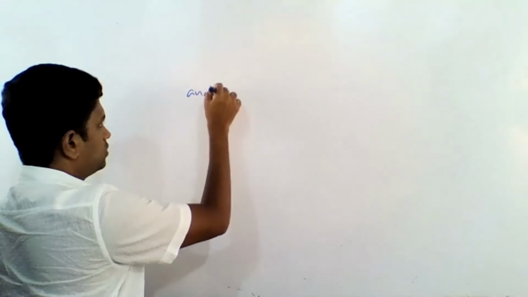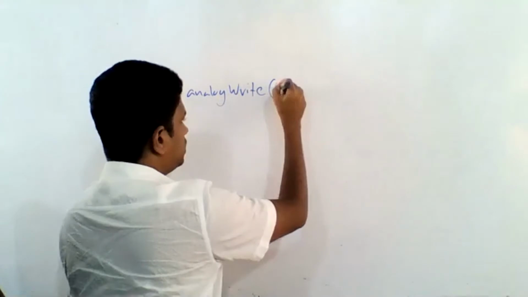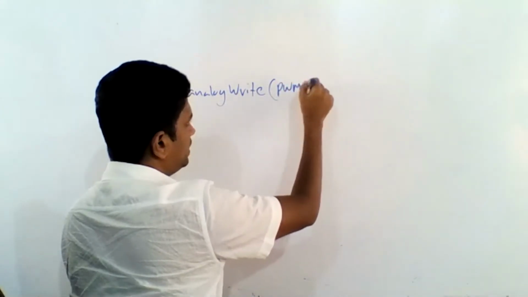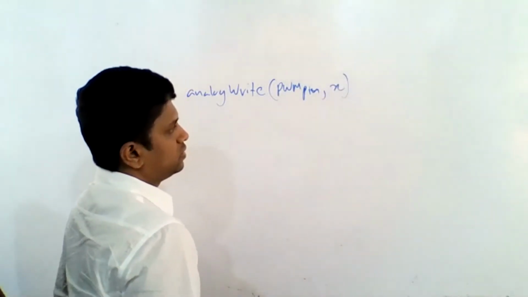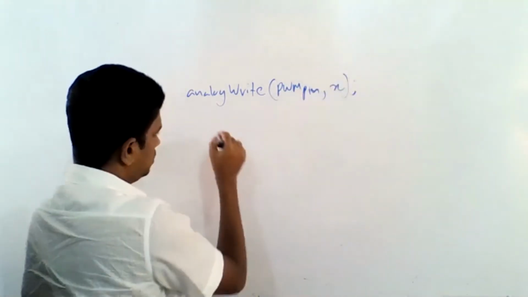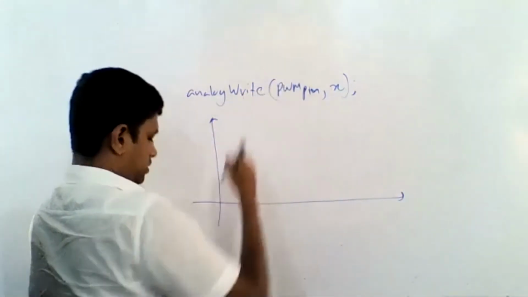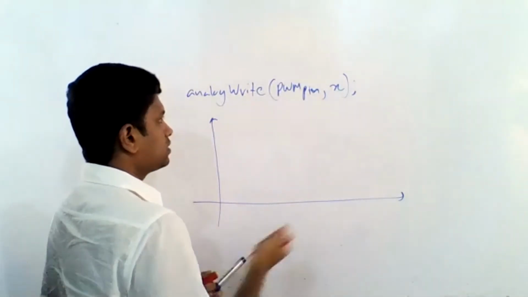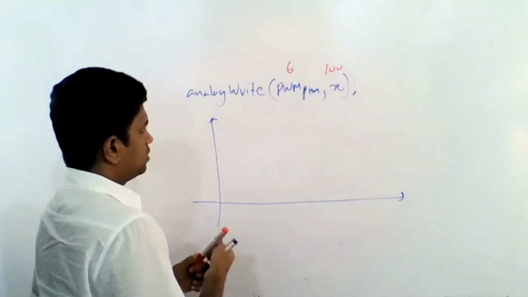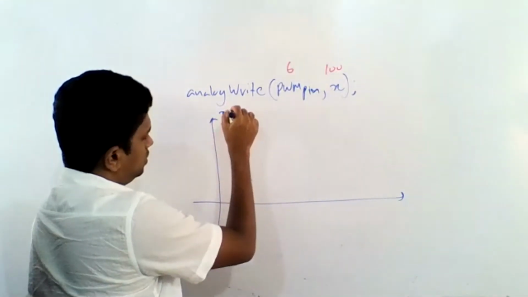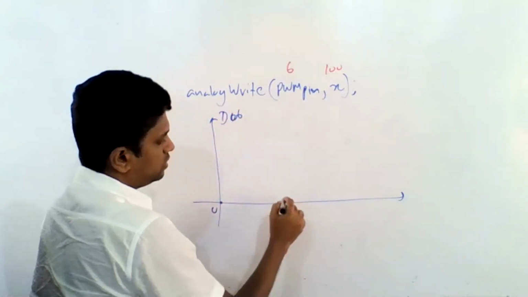Analog. Right. Here you have to put the PWM pin. Then here you have to put a value. It's a function. So what happened is, let's say the PWM pin is 6 and this is 100. Then digital pin number 6 will operate like this.